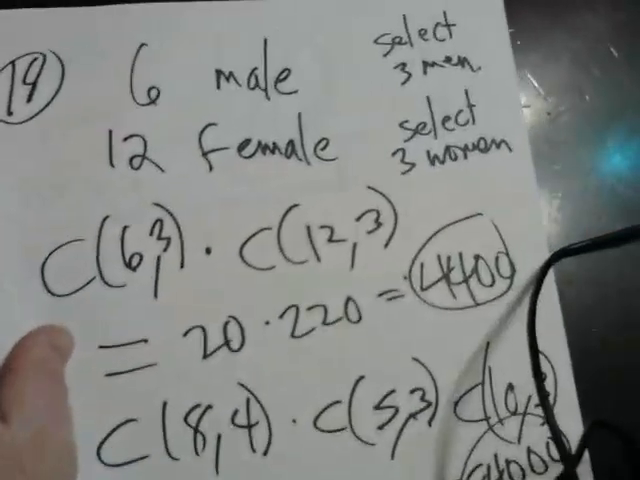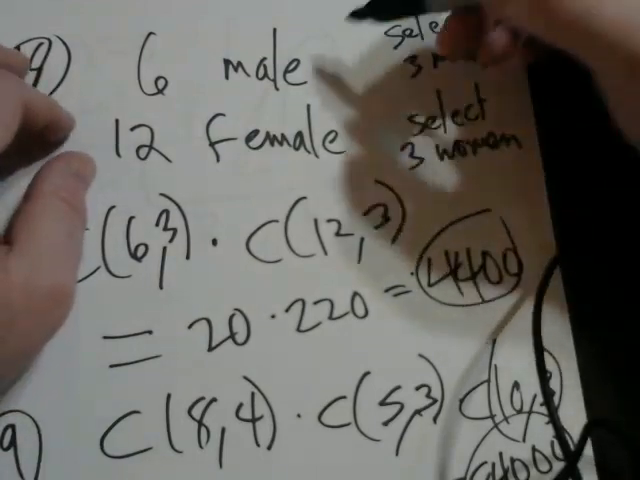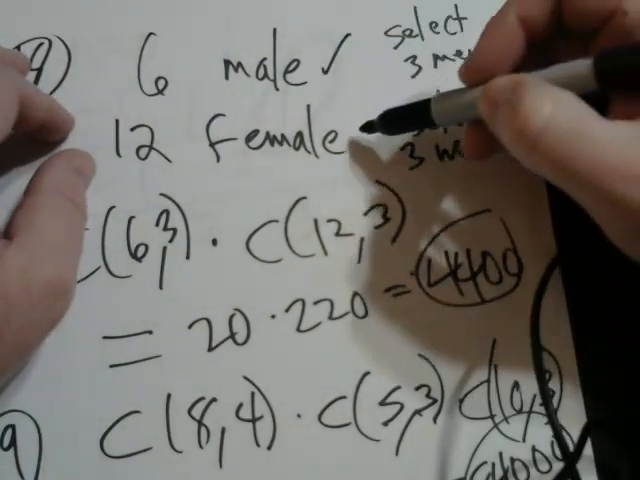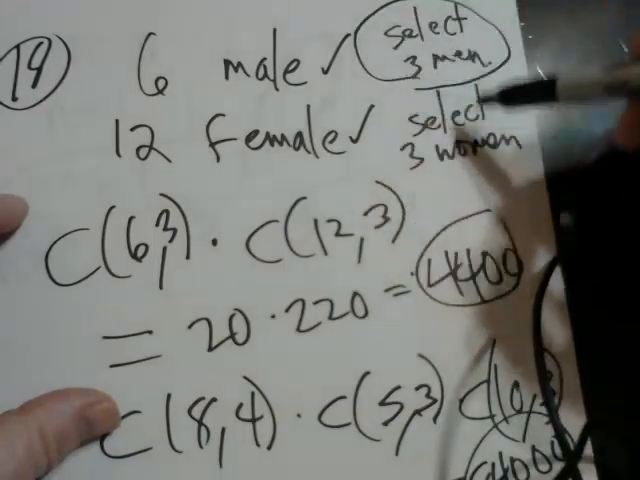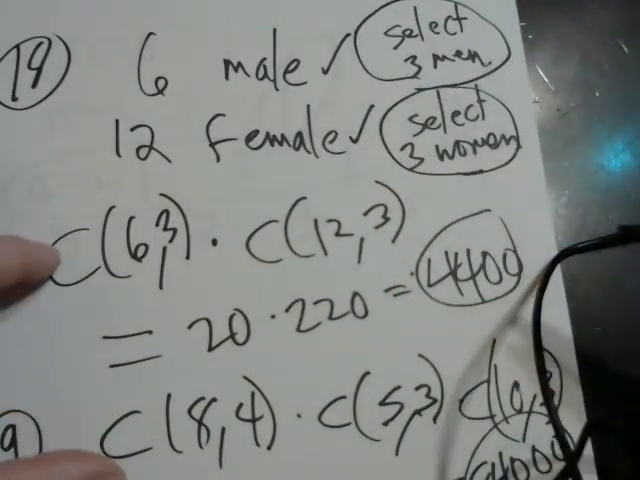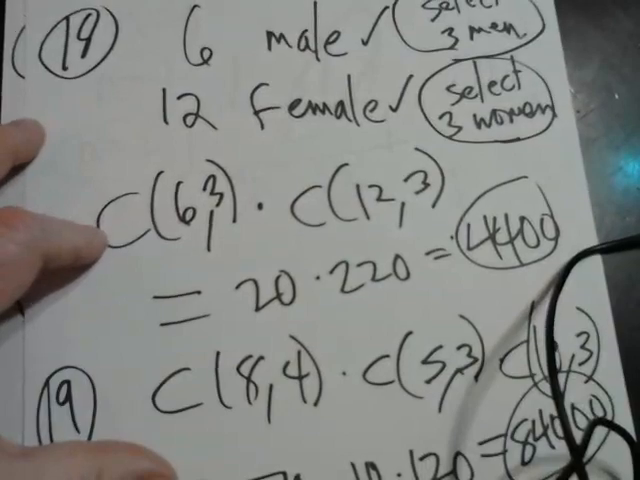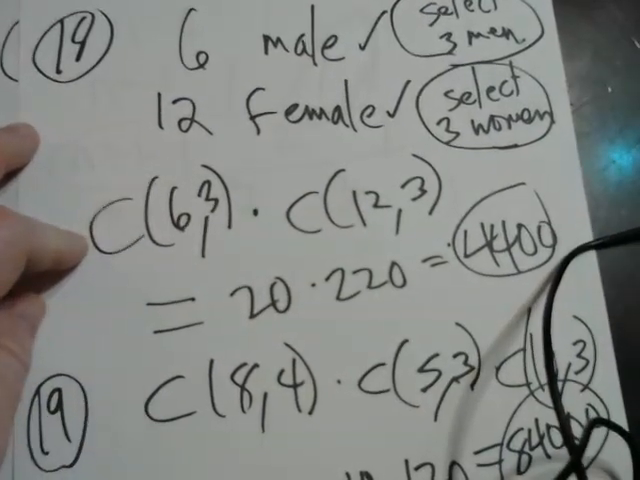Now, 18, I don't remember the exact wording, but it said something like 6 men work at a company, 12 women work at a company, and we want to select 3 of the 6 men and 3 of the 12 women to attend a conference. How many different ways can we do that?